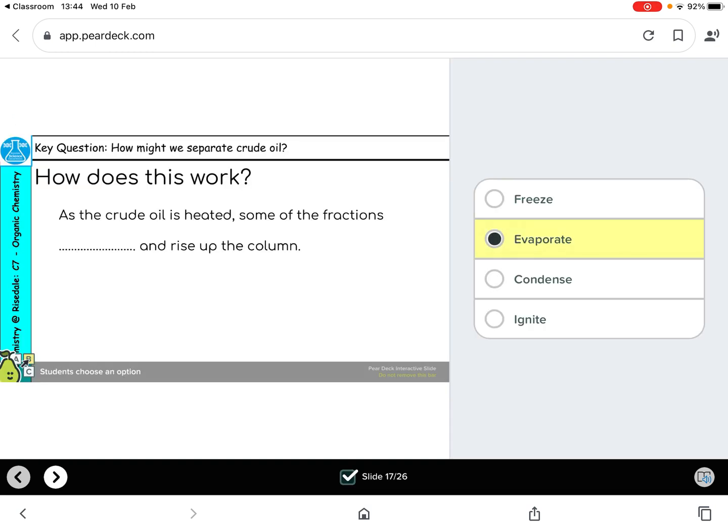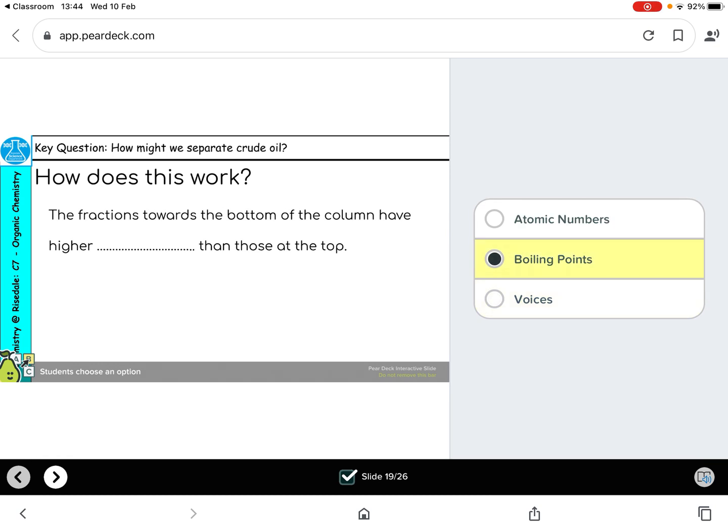Okay. So, in summary, as crude oil is heated, some of the fractions evaporate and rise up the column. As the fractions rise, they cool down, meaning they condense. The fractions towards the bottom of the column have higher boiling points than those at the top.